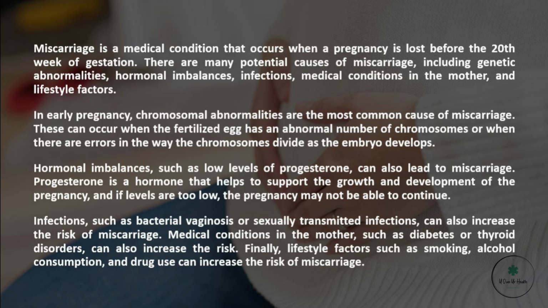Hormonal imbalances, such as low levels of progesterone, can also lead to miscarriage. Progesterone is a hormone that helps to support the growth and development of the pregnancy, and if levels are too low, the pregnancy may not be able to continue. Infections, such as bacterial vaginosis or sexually transmitted infections, can also increase the risk of miscarriage. Medical conditions in the mother, such as diabetes or thyroid disorders, can also increase the risk. Finally, lifestyle factors such as smoking, alcohol consumption, and drug use can increase the risk of miscarriage.